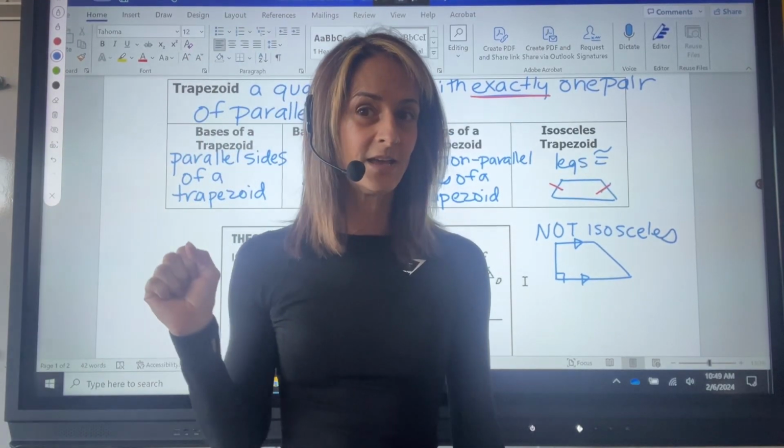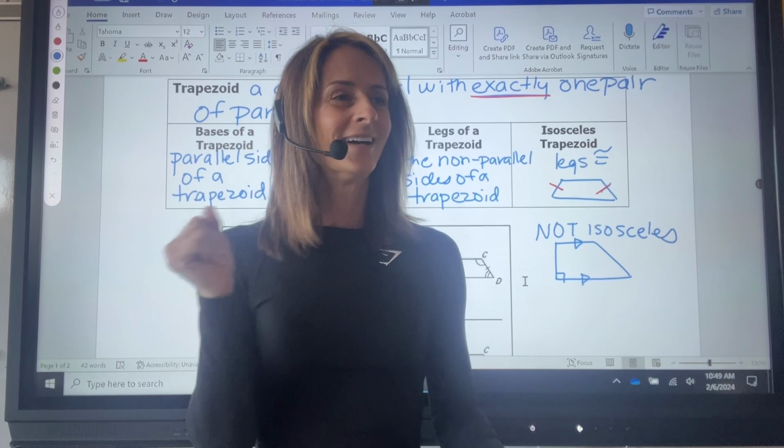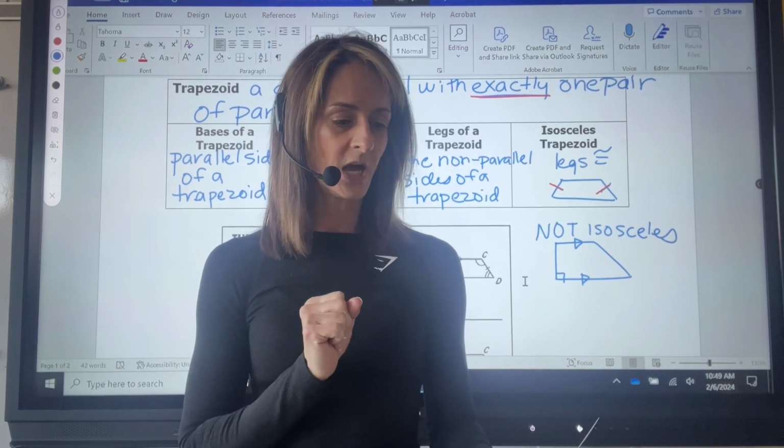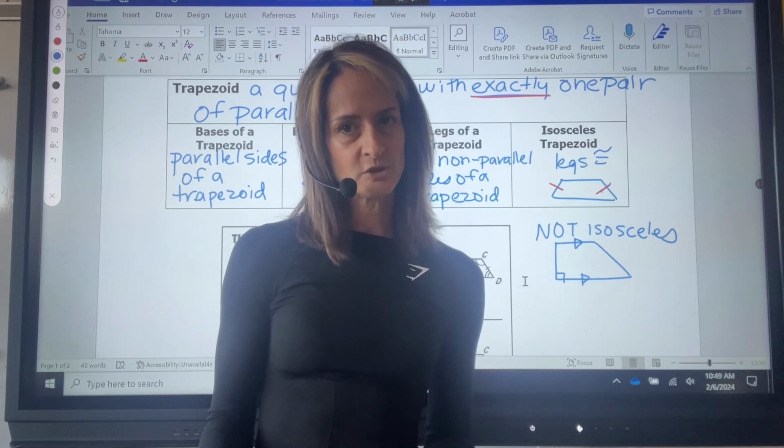Welcome to live studio recording in 202 of the notes for geometry for properties of trapezoids and identifying special quadrilaterals.